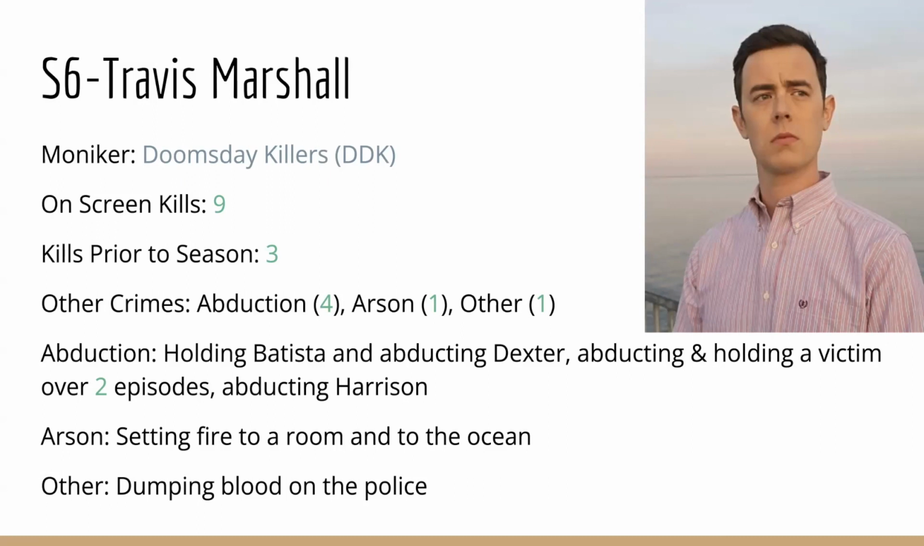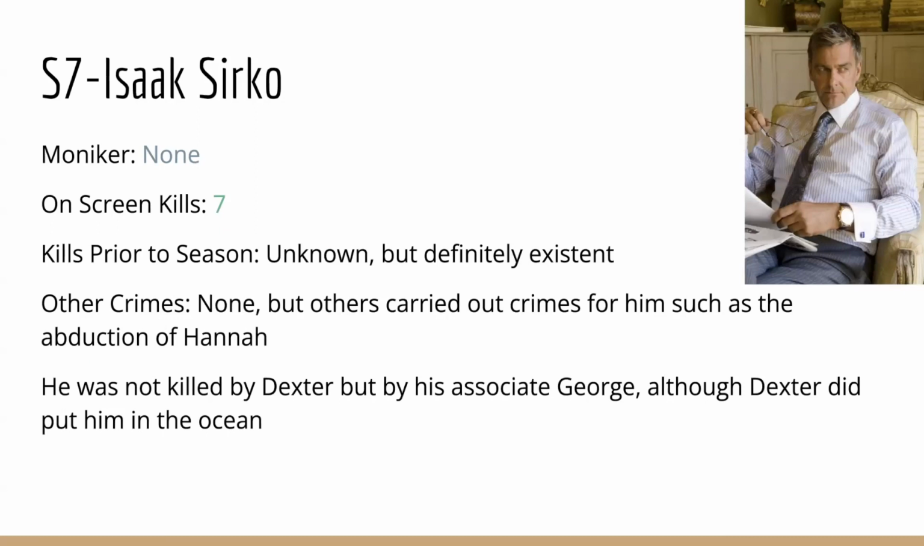He also sets fire to a room and to the ocean, that's also the same episode. And he dumps blood on the police. And in season 7, there was Isaac Sirko. He didn't really have a nickname, but he kills 7 on screen, and we don't necessarily know that he's killed anyone prior to the season, but he's like a mob guy or something. So he probably has killed people before, but we just don't know about them.